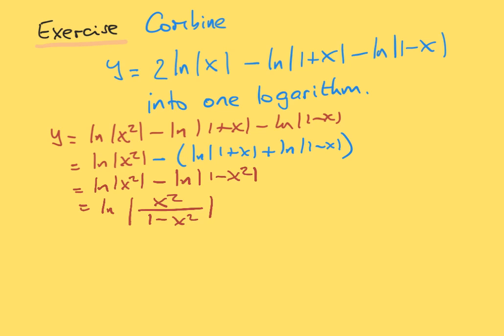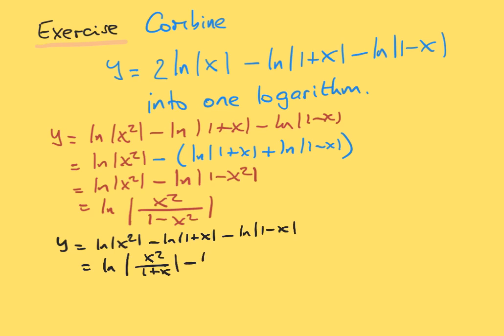A different way of doing it would be, well, not very different, but a little bit, would be to say, well, y is the logarithm of x squared, just as we had here. And then we're going to subtract, say, this term from this. So we're going to say minus the logarithm of 1 plus x minus the log of 1 minus x is equal to the logarithm of x squared over 1 plus x minus the logarithm of 1 minus x.